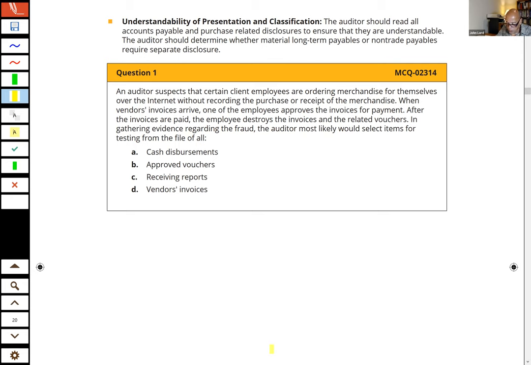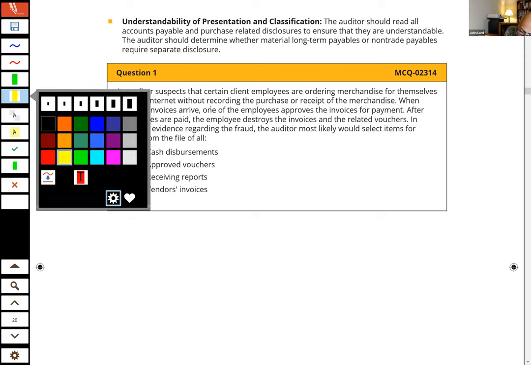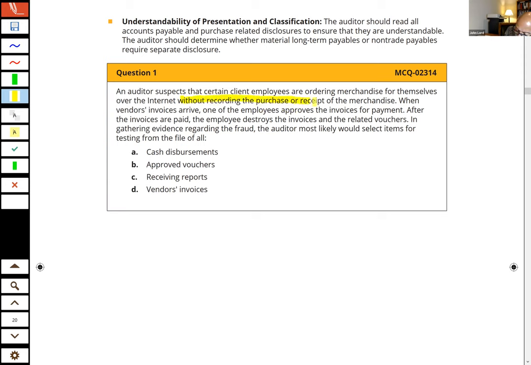Okay, good. Let's take a look at this one. We got a good 90% getting this question correct. That's great. You see the results there that almost everybody got this right. Now, when you look at this question, let's just read through it. An auditor suspects that certain client employees are ordering merchandise for themselves over the internet without recording the purchase or the receipt. What assertion is being screwed up here?